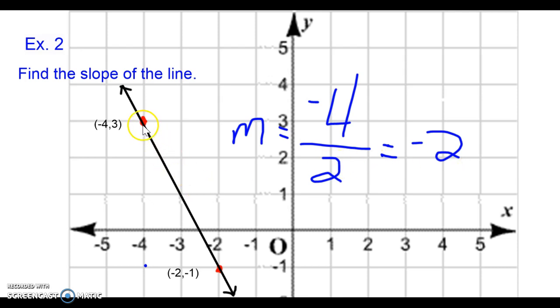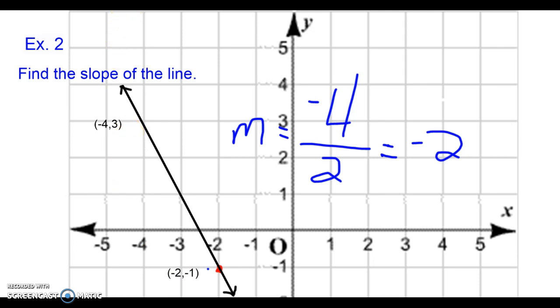Now, this time, look, we counted down this way. We went down 4, right? We went right 2. We started up at -4, 3. So, what would happen if we started at the other point? What would happen, you think, if we started at -2, -1? Let's take a look at what happens here.